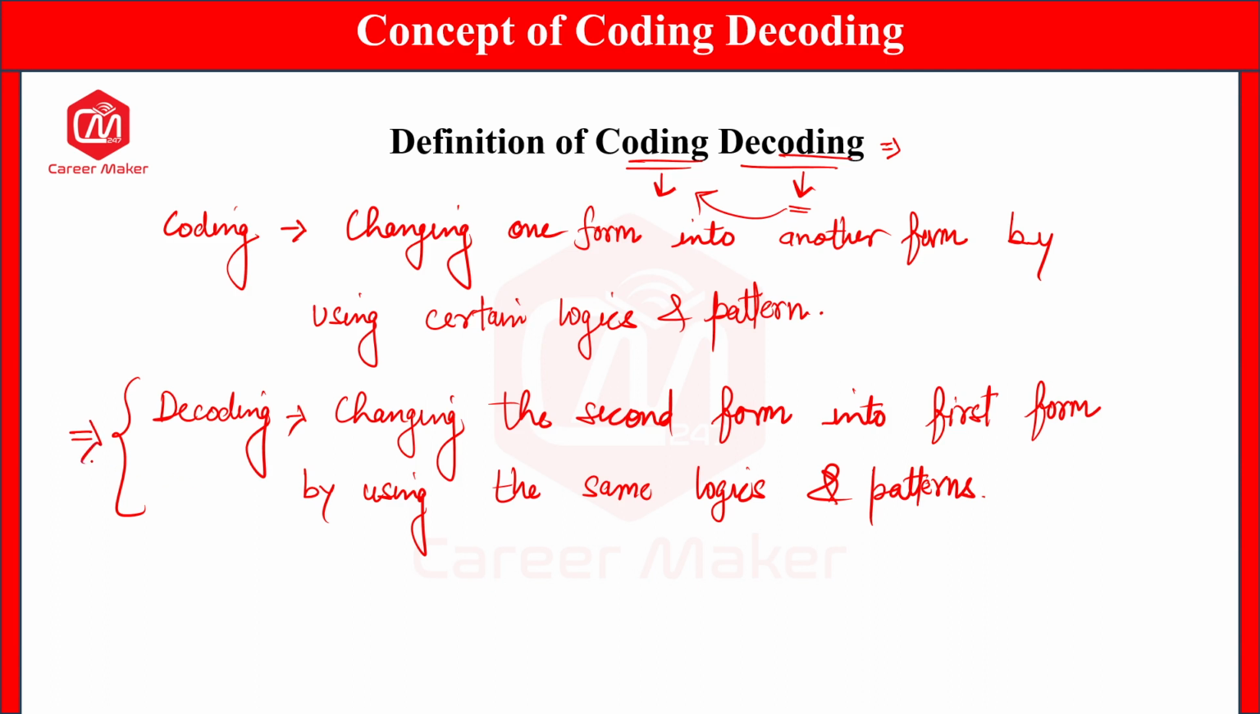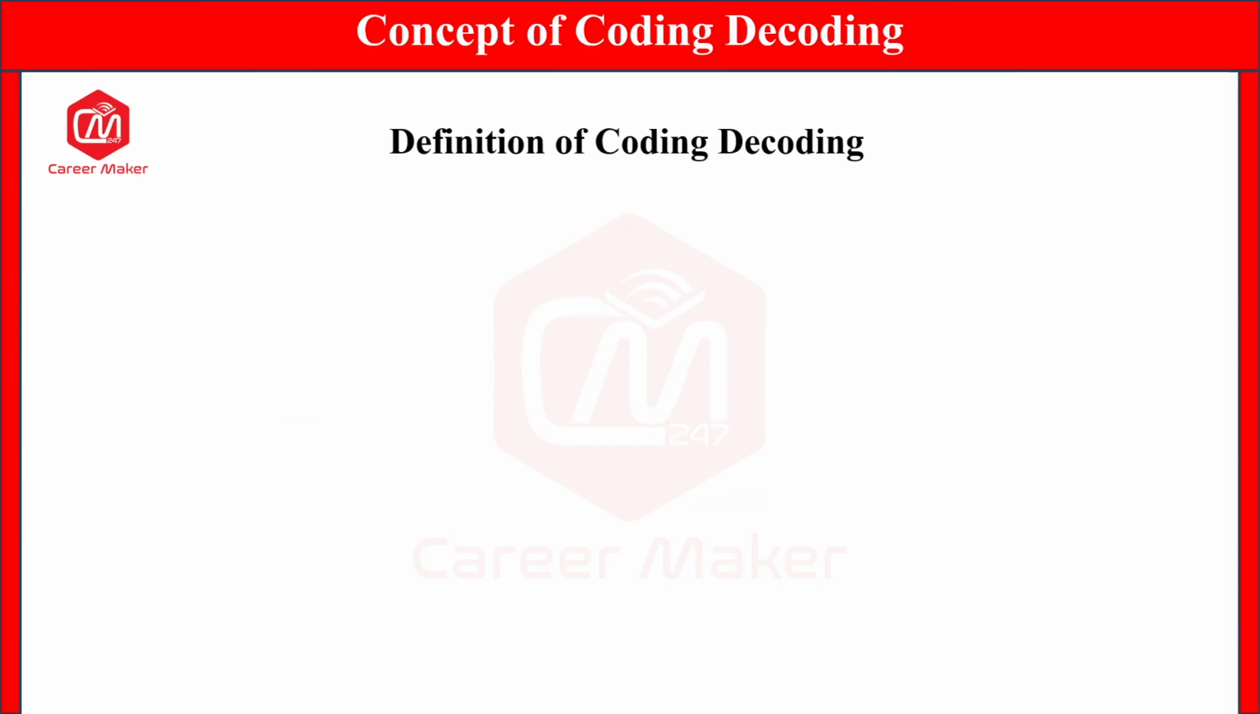Whenever we are solving any question, we need to decode it first, and then we code it by using the same logic and pattern which we decoded. So every question has that particular process while solving it. Now, after the definition of coding and decoding, it's very important to know the types of coding. What are the types of coding they are going to ask you?